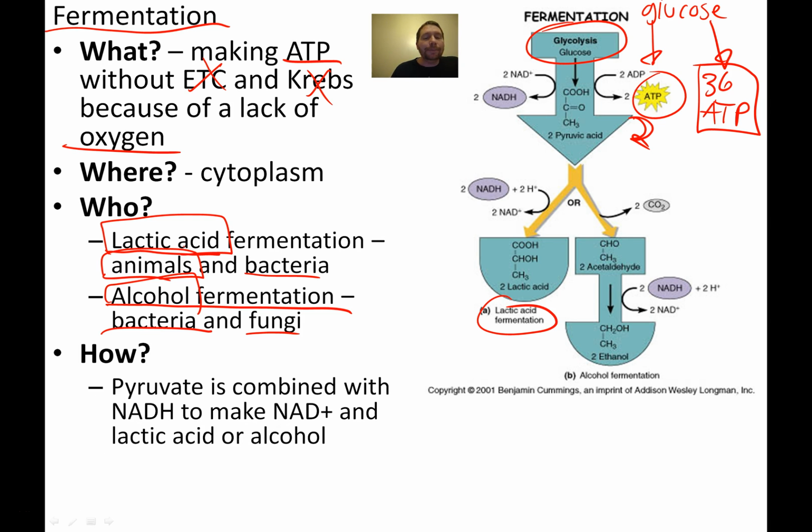Now, how does this all happen? You don't have to worry about the details of this, but basically what happens is we take the pyruvate that we made during glycolysis and we combine that with NADH, and that allows glycolysis to keep going. It recycles that glycolysis so it can keep going and going and going. Now, based on how you do it, combining pyruvate with NADH is either going to make lactic acid or it is going to make alcohol. And that's the process of fermentation. But the main thing I want you to understand is fermentation is a way that you can make ATP without oxygen. Your body doesn't like to do it, but in a pinch, it can.